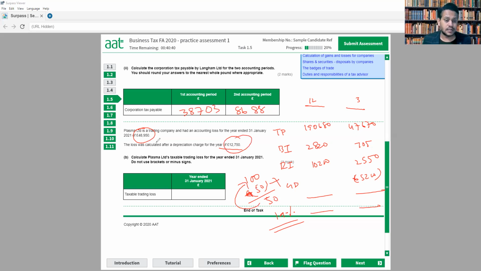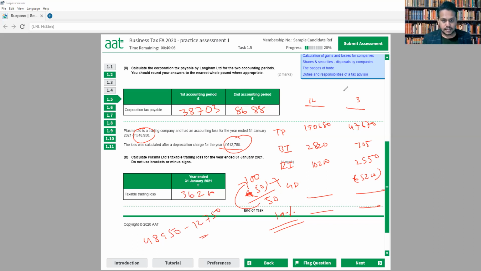We said it's not our loss 48, it has to be less because I already deducted the depreciation, but I'm not supposed to do it. So I said 48,950, I'm showing a loss, but actually I need to take away the depreciation to show less loss because depreciation cannot increase my loss. So my actual loss will be 36,200. Because of the depreciation, I cannot make more loss and carry it forward to deduct from the next period or from any other gain.